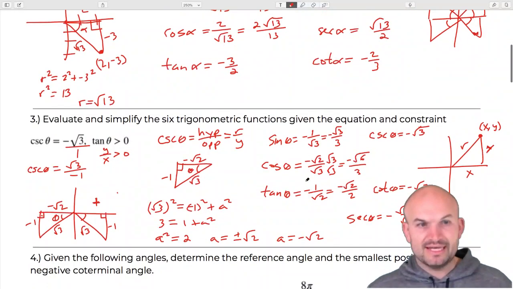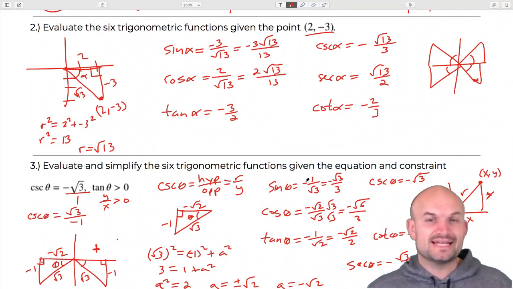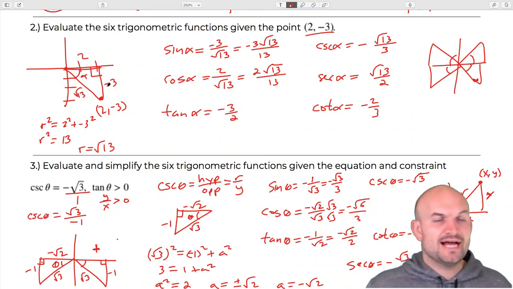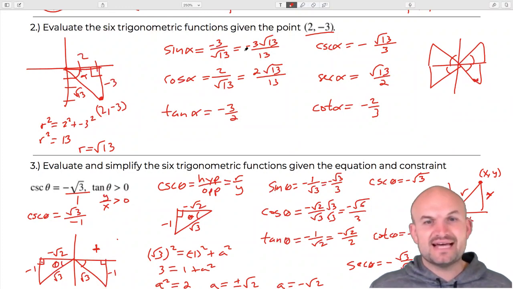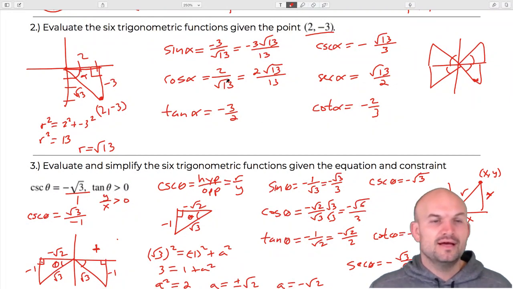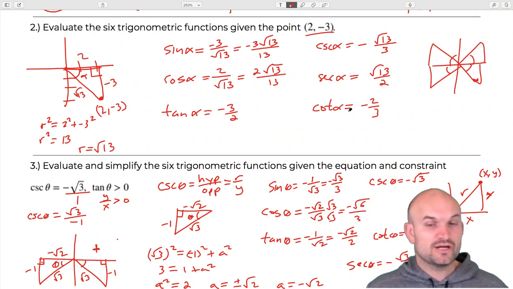Now, one thing I want to make you aware of on question number 2, as well as on question number 3, is that the quadrant that the triangle lands in matters. That tells you the positive and the negatives of each trigonometric function. So when it's in the fourth quadrant, I know that since the y-coordinate's negative, my sine and cosecant should be negative, and my tangent and cotangent are negative. So when I'm grading these as a teacher, that's what I'm looking for. And I also know that the cosine and secant are going to be positive.